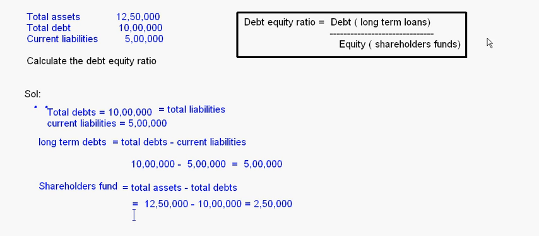Now you can see this total assets that is given here, this is 12,50,000. Now total debt is 10 lakhs and this total shareholders fund that you calculated now is 2,50,000. So this 10 lakh plus 2,50,000 is equal to 12,50,000, which will be your liability side, that is equal to the asset side. Understood? So the shareholders funds will be 2,50,000.